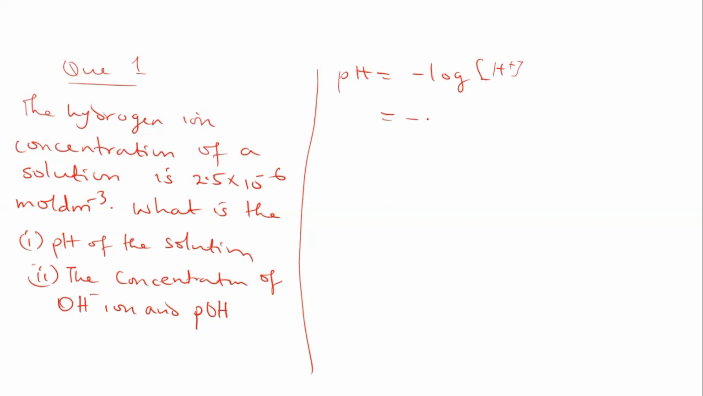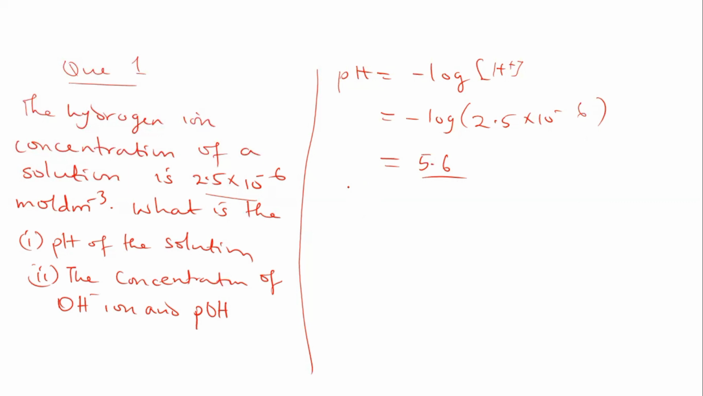And from the question, we are given the concentration of the hydrogen ion as 2.5 times 10 raised to the power of minus 6. And so that is 2.5 times 10 raised to the power of minus 6. And so what would that give us? So we will have, when you press your calculator, you are going to get 5.6.